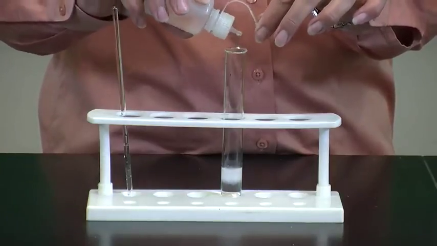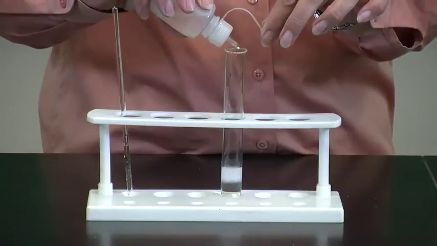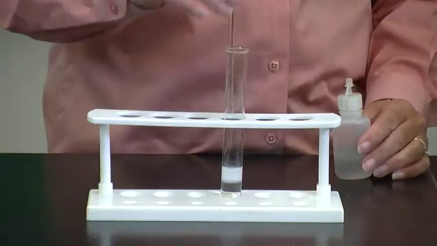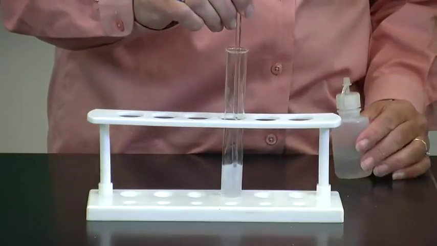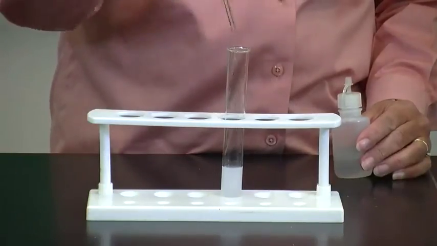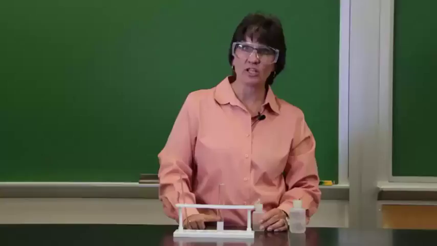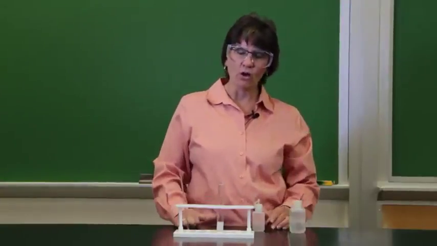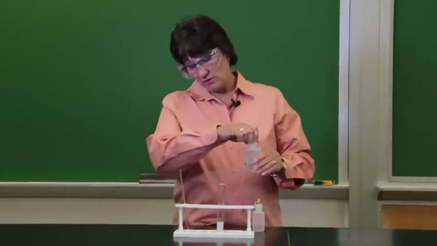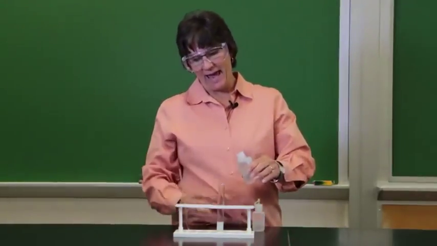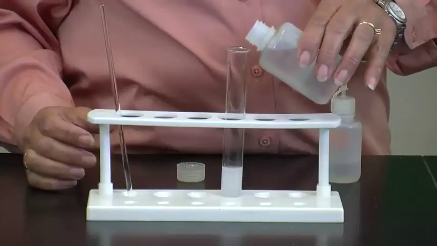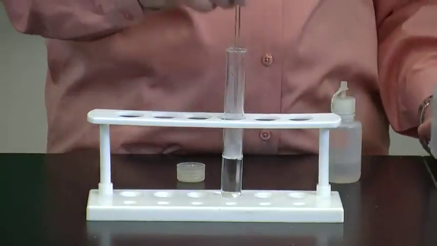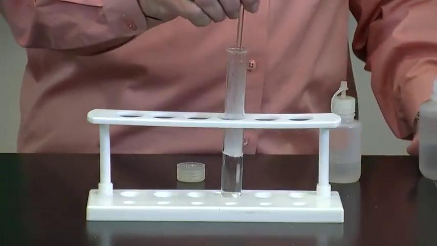Now you can see that the test tube is getting cloudy, and that cloudiness is the formation of the magnesium hydroxide. Since the anion of magnesium hydroxide is the conjugate base of a weak acid, we'll be able to redissolve the magnesium hydroxide by adding an acid. I'm adding hydrochloric acid here. As we lower the pH, the magnesium hydroxide redissolves.